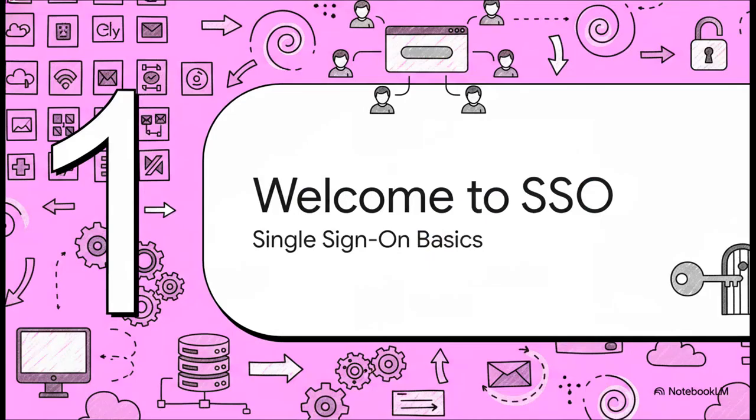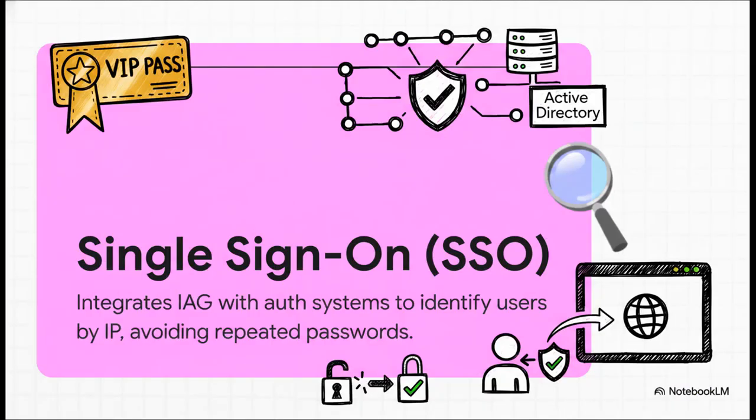Let's get to it. Section 1, Welcome to Single Sign-On. So before we start clicking around in any admin interfaces, we really need to understand what we're actually doing here. At its core, single sign-on, or SSO, is basically a VIP pass for your network. Think about it. If you've already got an authentication system set up like Active Directory, your Sangfor IAG can literally just hook right into it. It grabs the user's identity based on their IP address. And the payoff? When your users open their browsers to hit the internet, boom, the network already knows who they are. No more of those super frustrating prompts asking for usernames and passwords 5 times a day.